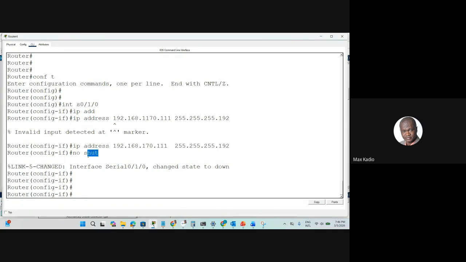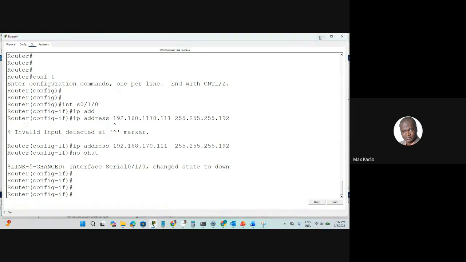Then no shutdown. It means switch on, power on that interface, bring it to life, make it ready to communicate with anyone else. See. This is why we are doing what we are doing, to configure IP addresses. So all IT guys, this is our best friend, IP addresses, to identify all our equipment, to assign them, to play around with them.